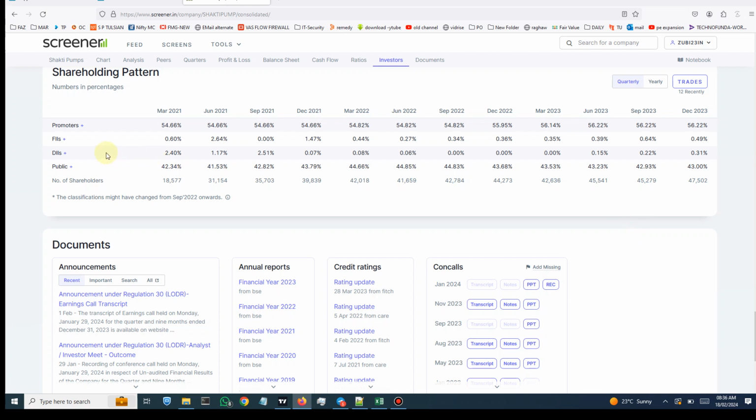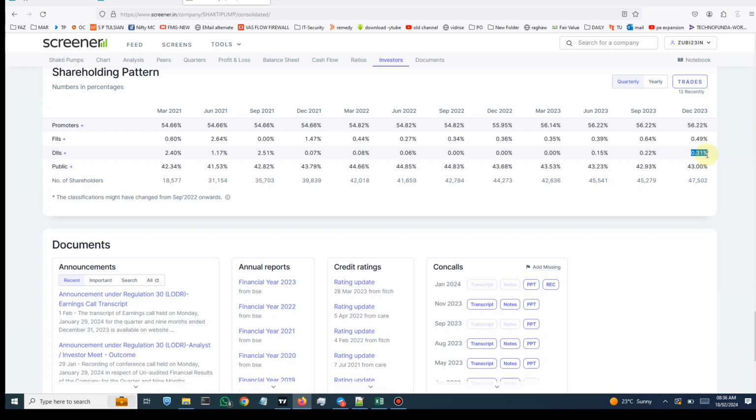If we look at what FIIs have been doing in this company, they have a good stake of around 0.49% here. As far as the DIIs are concerned, they have increased their stake from 0.22% to 0.31%. So yes, DIIs have increased their stake, and FIIs are maintaining their stake in the company. So the company is quite good fundamentally.